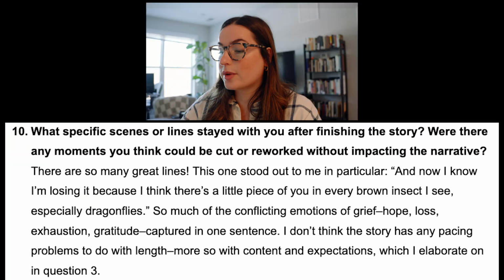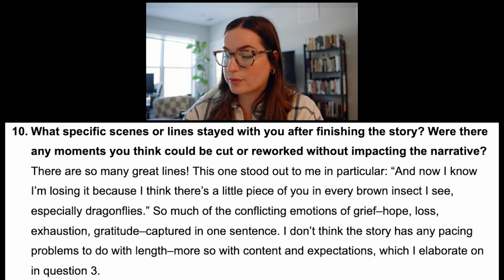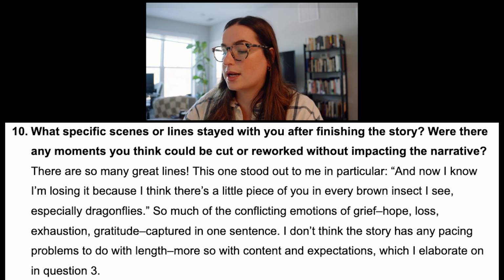Question 10. So many great lines. This one stood out to me in particular. And now I know I'm losing it because I think there's a little piece of you in every brown insect I see, especially dragonflies. So much of the conflicting emotions of grief, hope, loss, exhaustion, gratitude captured in one sentence. I don't think the story has any pacing problems to do with length, more so with content and expectations, which I elaborate on in question 3.